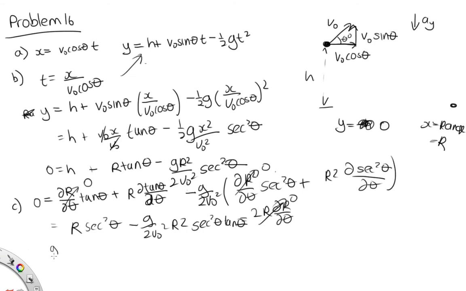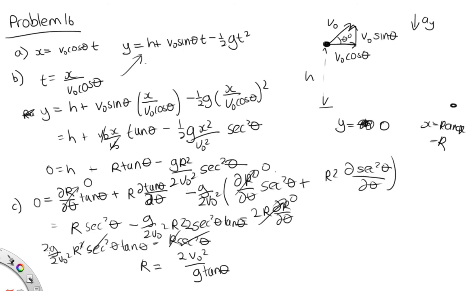So we have g over 2v₀² r² sec²θ tan θ is equal to r sec²θ. We cancel out the sec²θs and one of the r's, and we have r is equal to 2v₀² over g tan θ. Okay, now we lost a factor of 2. The derivative of sec²θ with respect to θ is actually equal to 2 sec²θ tan θ. So that's where that 2 went.